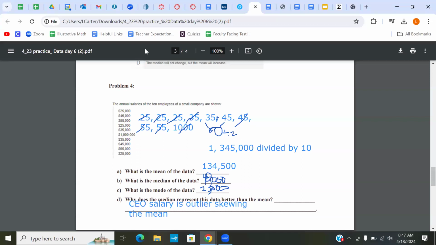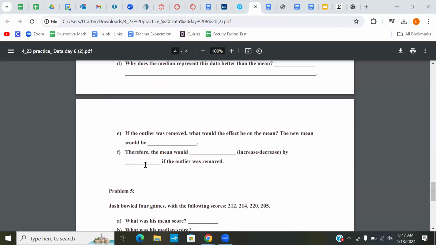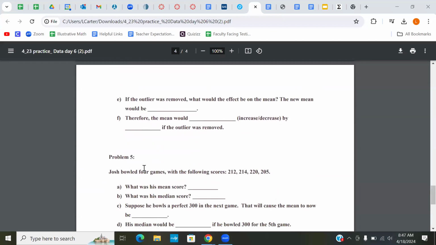Okay. All right. I need to get rid of all my annotations here. Clear all drawings. There we go. All right. Now, if the outlier was removed, what would the effect be on the mean? Okay, so if we remove that outlier of 1 million, now we have this. This would be 345,000. And now it's 9 salaries we're dividing it by. So 345,000 divided by 9 is going to be $38,333. Okay, that would be the new mean.